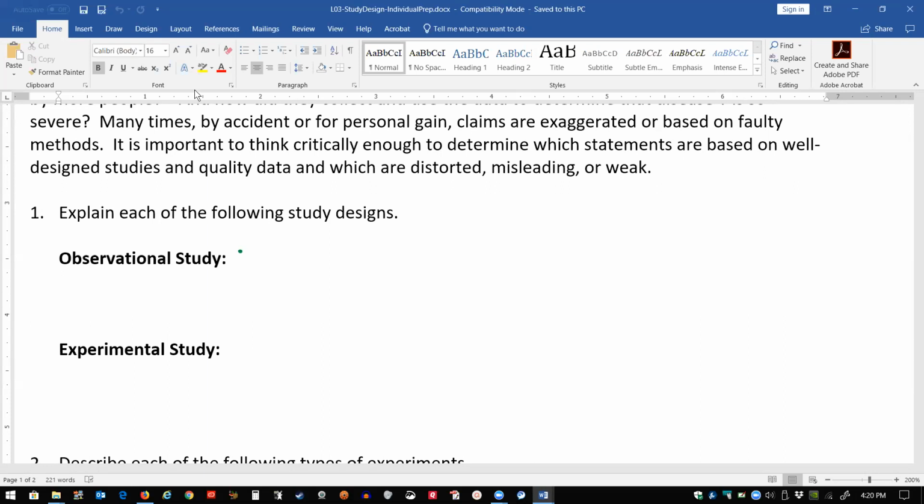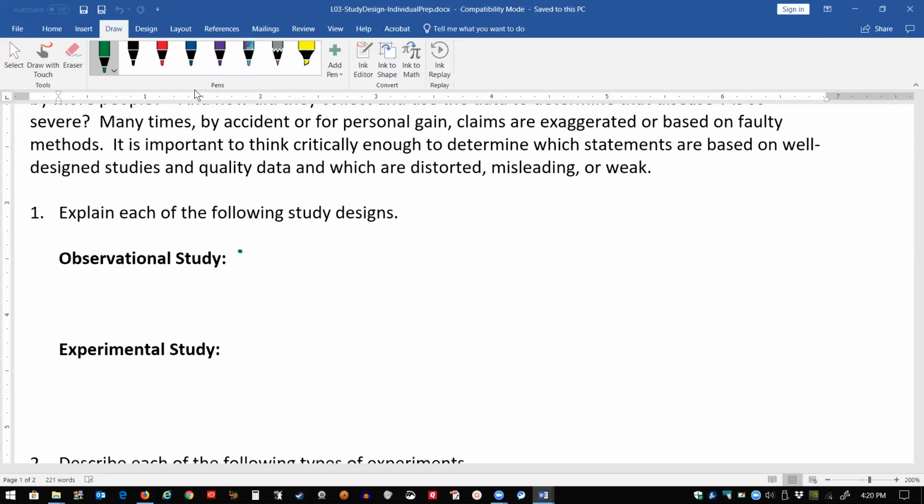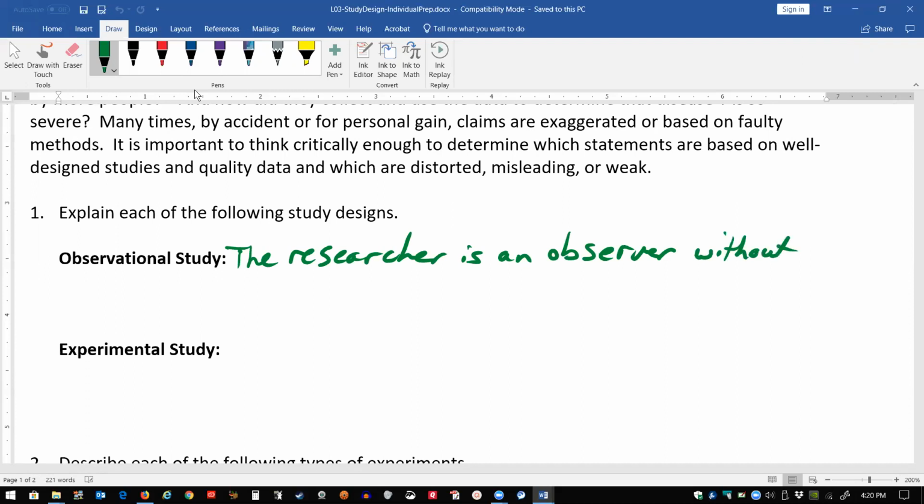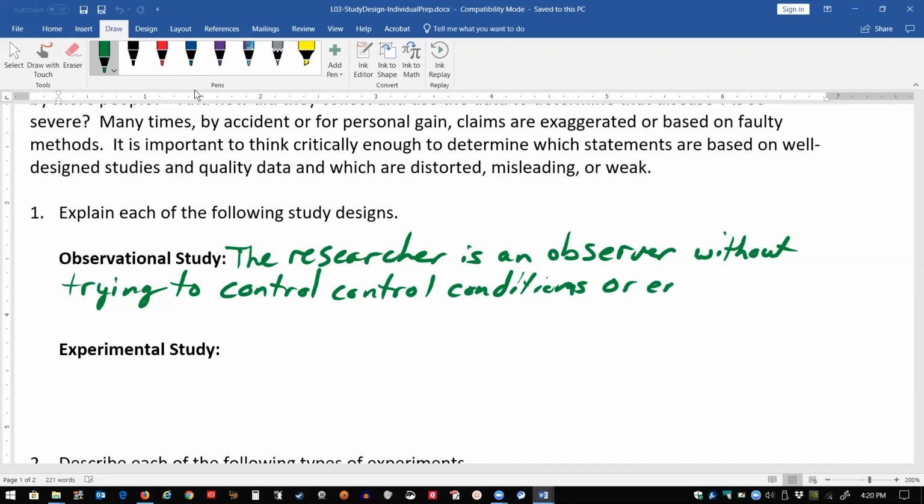So for an observational study, I suppose we can write that out. The researcher is an observer without trying to control the conditions or the environment. So the researcher has no control.